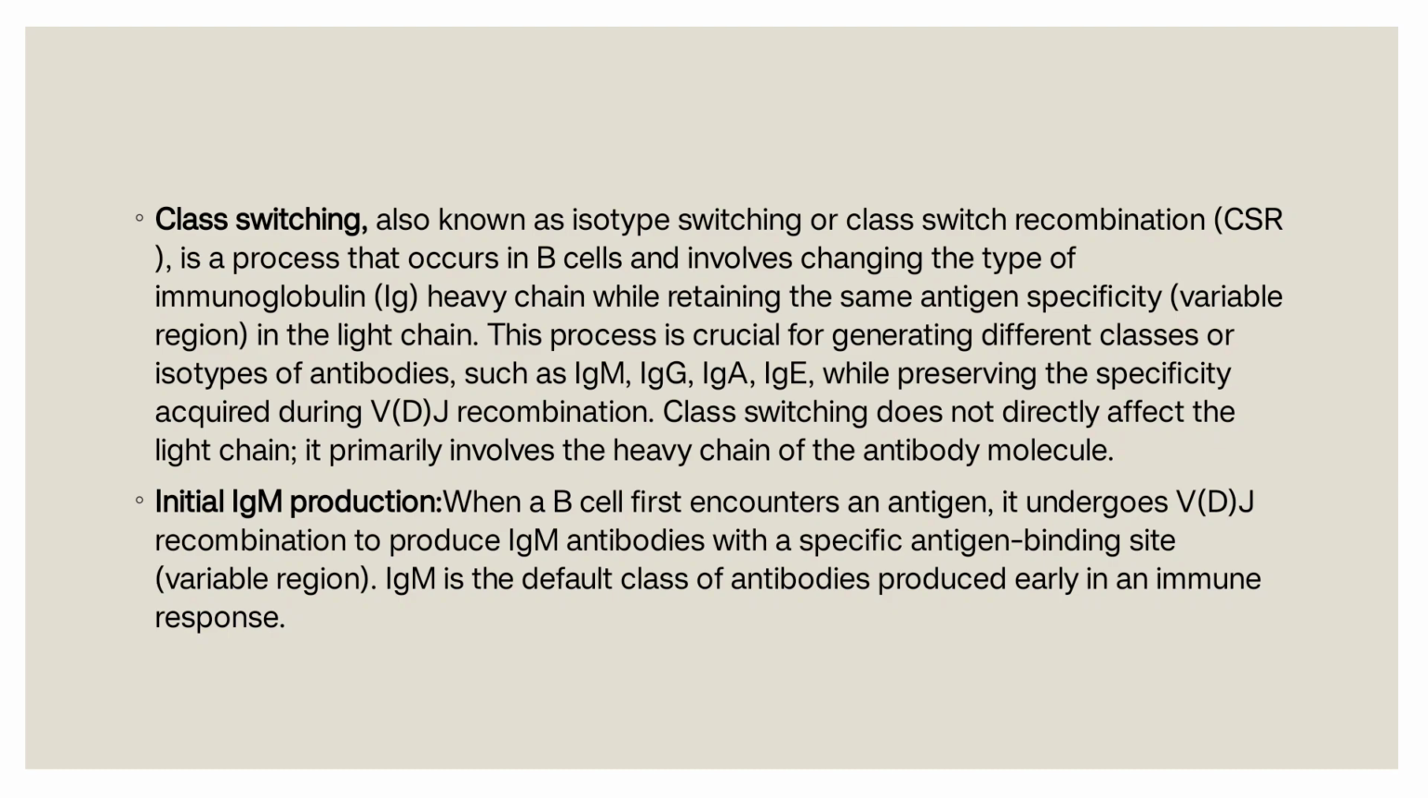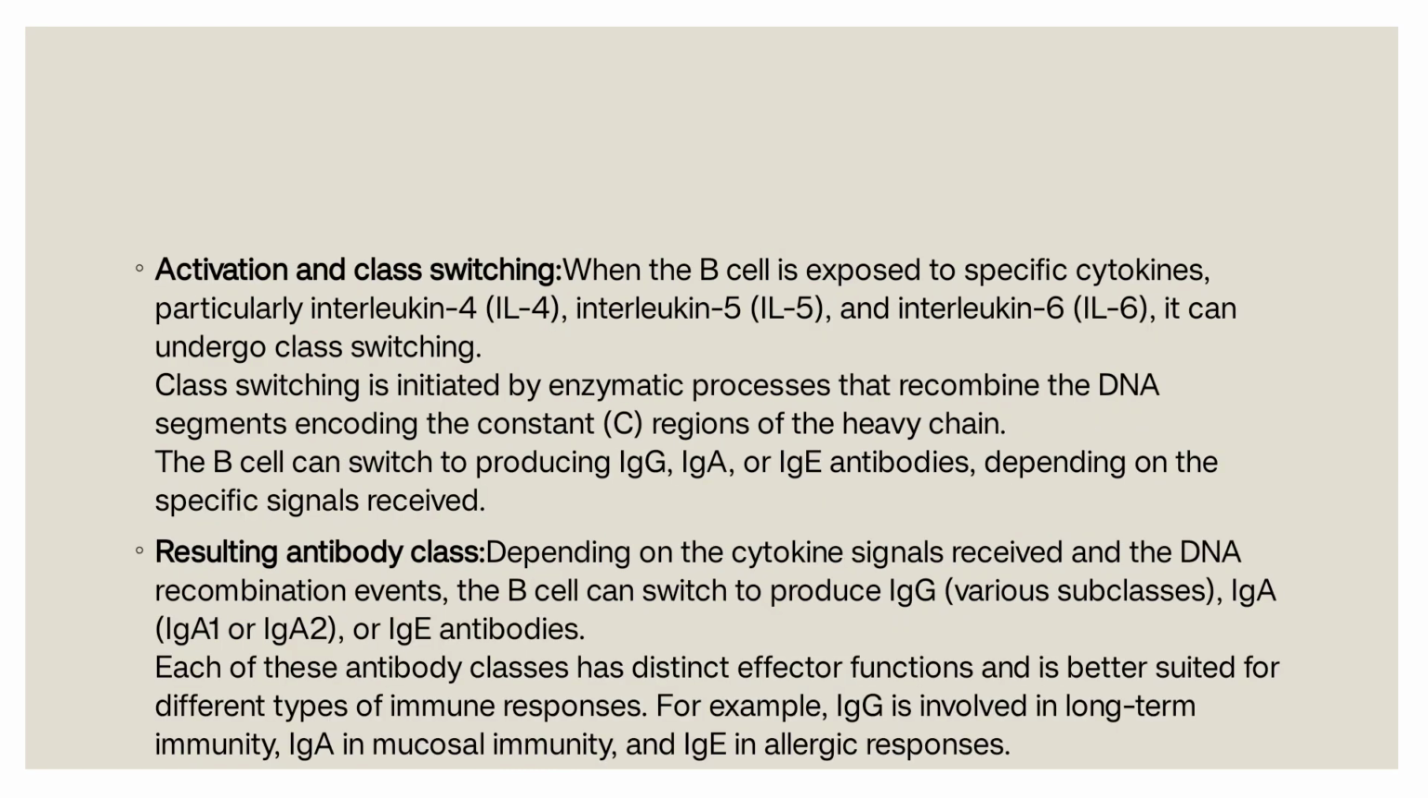First one is initial IgM production. When a B cell first encounters an antigen, it undergoes VDJ recombination to produce IgM antibodies with a specific antigen binding site, that is the variable region. IgM is the default class of antibodies produced early in an immune response. Next is activation and class switching.